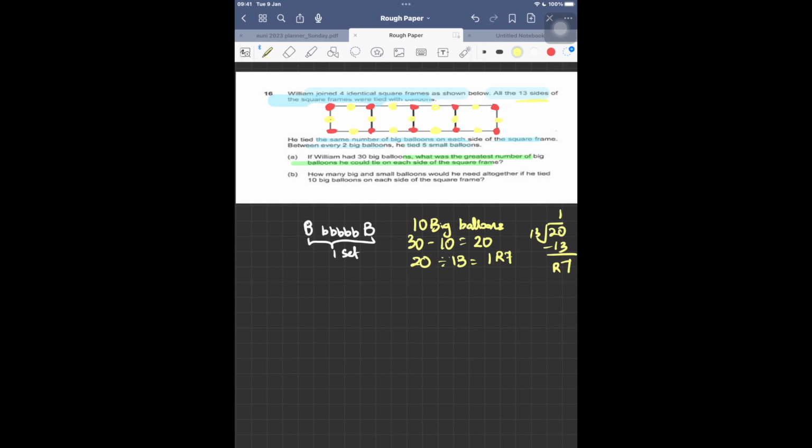I forgot the color on this side. So I used 23. So 30 minus 23, we're left with 7. That means the remaining 7. But the answer for this question is what is the greatest number? The greatest number that he can tie at one side is 3. Okay, 3 is the greatest number of big balloons that he can tie.